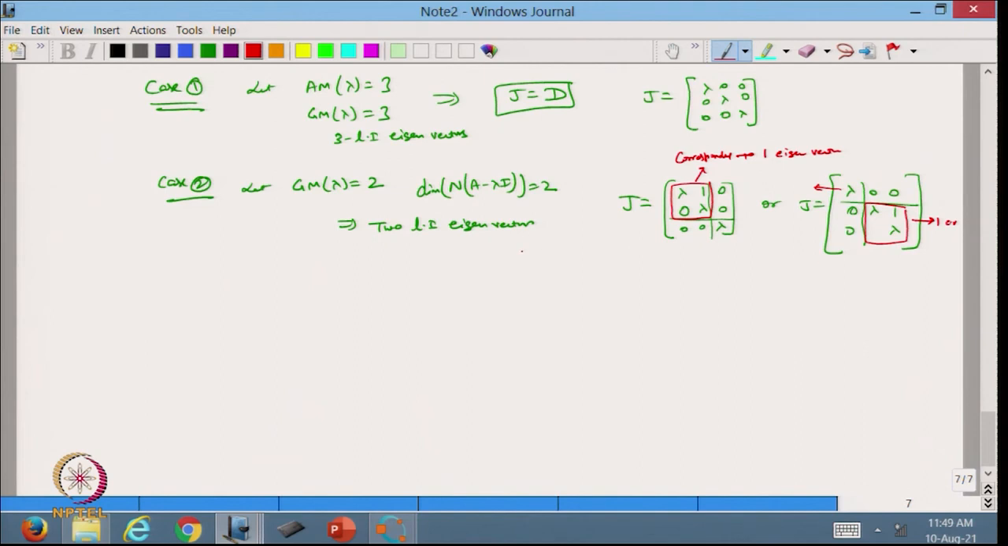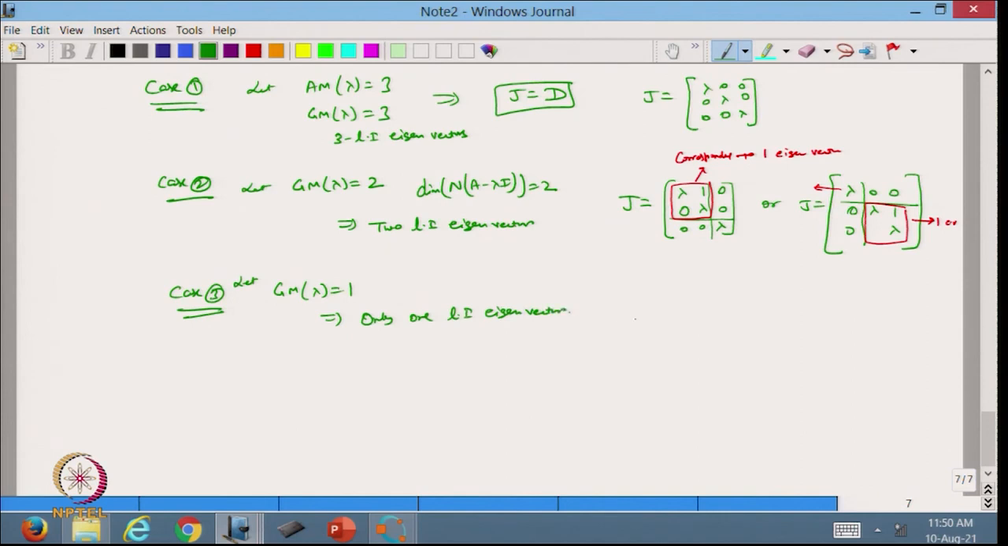And now I will take case 3. Let the geometric multiplicity of lambda be equal to 1. So, in this case we have only 1 linearly independent eigenvector.